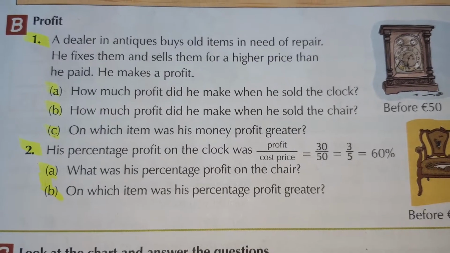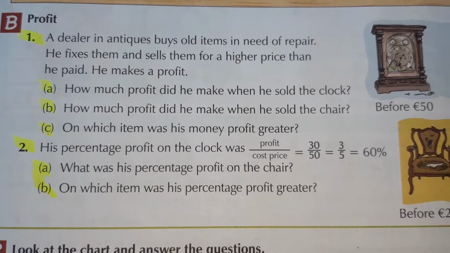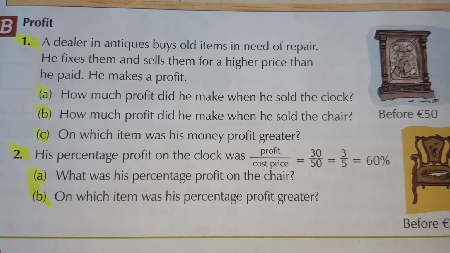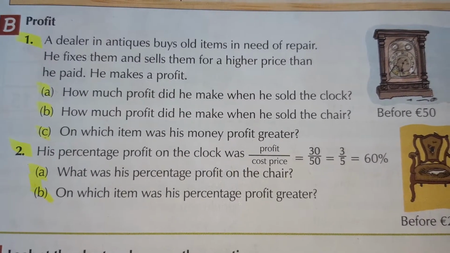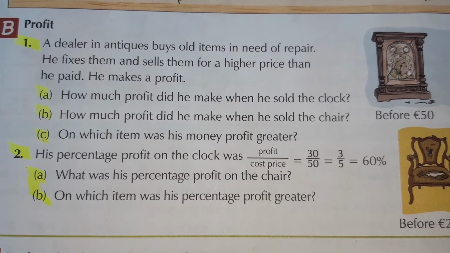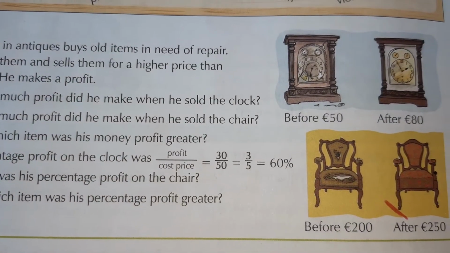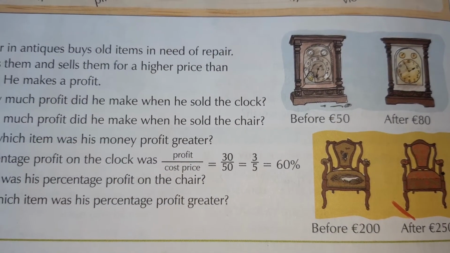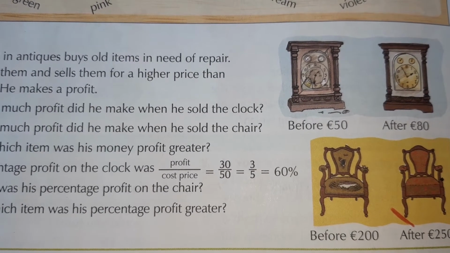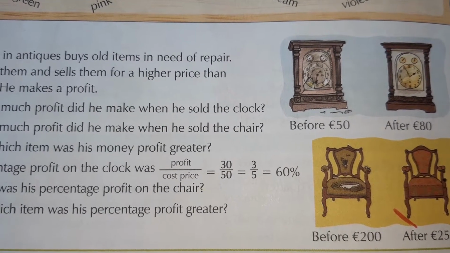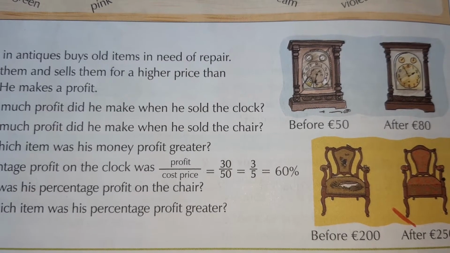Number two, his percentage profit on the clock was, and this is finding out how to do percentage profit. So you find it out by putting how much profit they made over the cost price. So we look at the clock. His profit on the clock was €30. That's 30 over, he paid 50 for it. So it's 30 over 50. So that's the same as 3/5, which is the same as 6/10, which is the same as 60%.